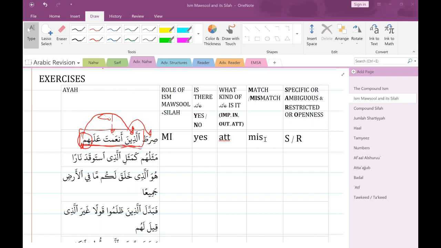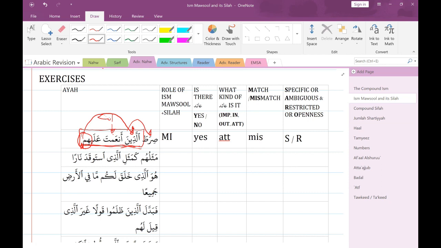But anyway, about the match and the mismatch. So here's the thing. The a'id will always match the Ism Mawsool, right? So if it's alladhina that is the Ism Mawsool, the a'id has to be the hum version. If it is allati, it has to be the hiya version. If it is alla'i, it has to be the hunna version. That has to always match. The a'id will always match the Ism Mawsool.